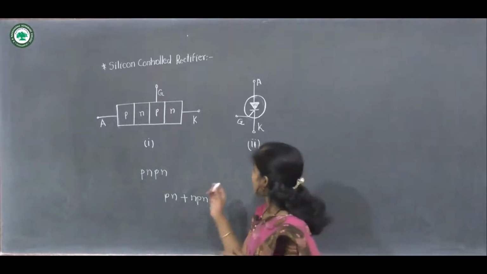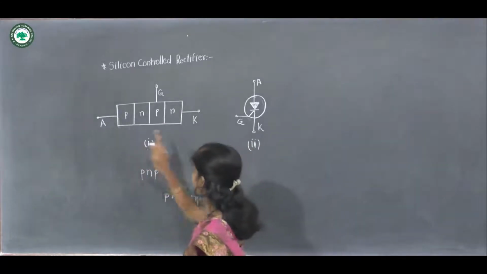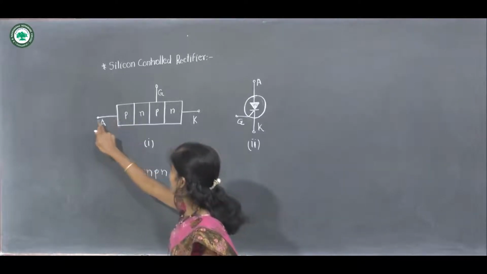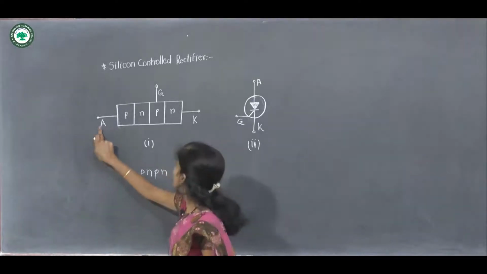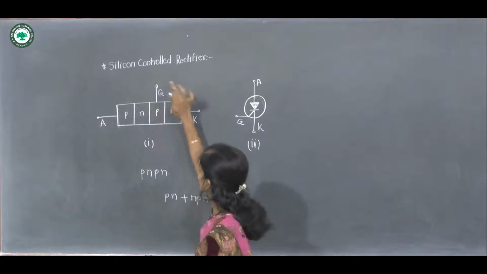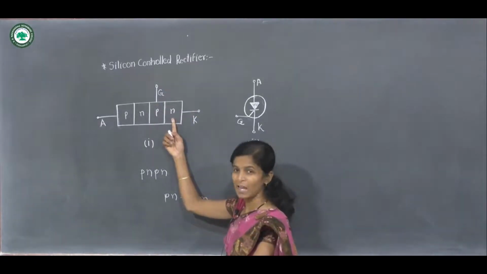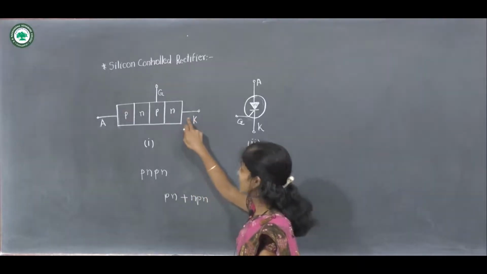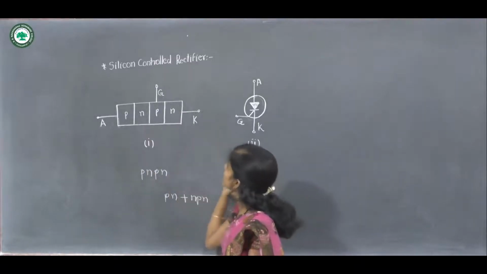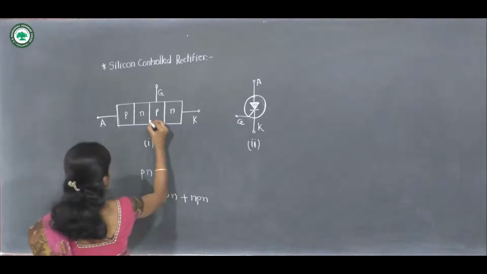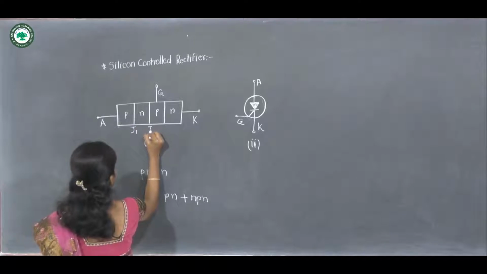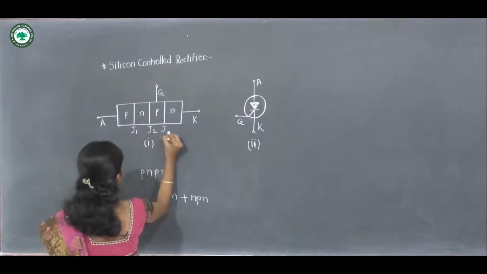So as the silicon controlled rectifier is a PNPN device, the outermost P region at which the contacts are drawn, it is called anode terminal. The middle P region from which the contact is drawn is called gate terminal, and outer N region from which the terminal is drawn, it is called cathode terminal. So it is about the construction of silicon controlled rectifier, in which there are three different junctions. This is junction J1, this is junction J2, and this is junction J3.